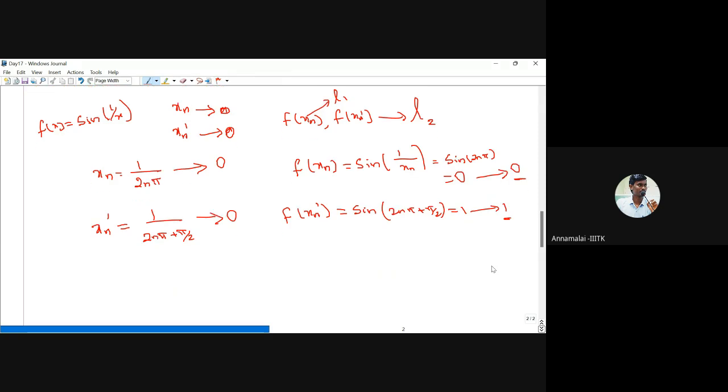So suppose you want to prove the limit does not exist, you have to find two sequences x_n and x_n' that converge to the same point, but f(x_n) and f(x_n') converge to different points.